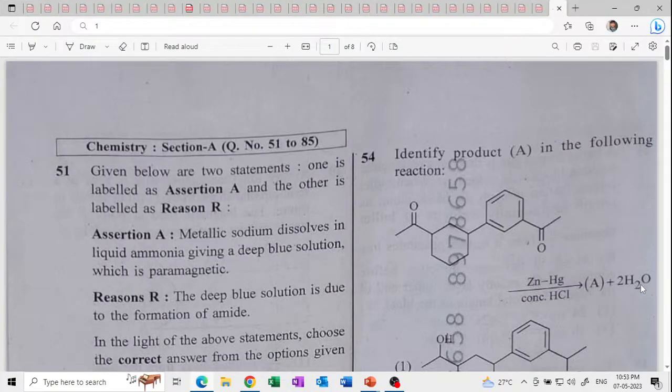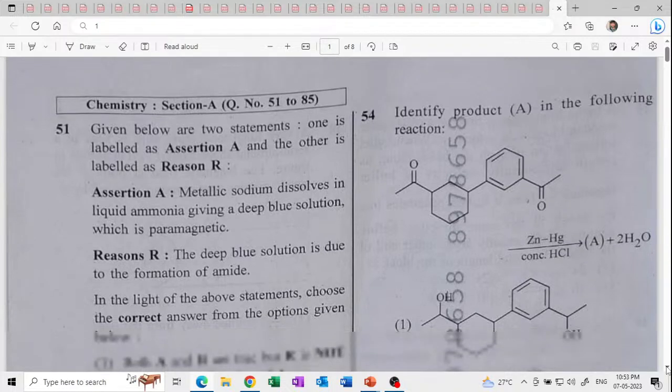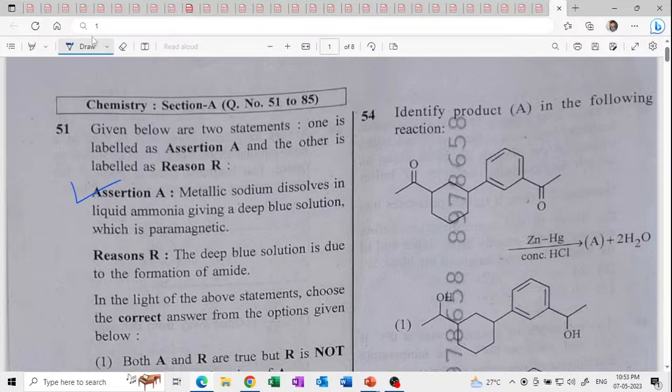Number one question: given below are two statements. One is labeled as the assertion A and the other is labeled as the reason R. Assertion: metallic sodium dissolved in liquid ammonia gives a deep blue color solution which is paramagnetic. Yes, this statement is correct.